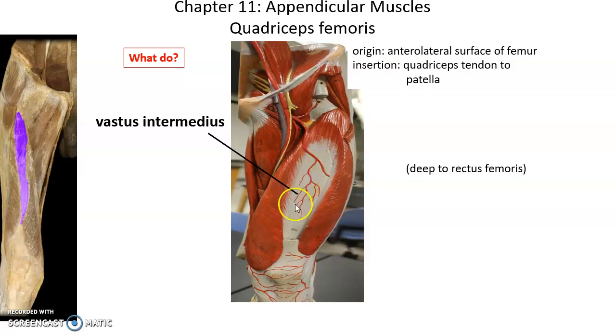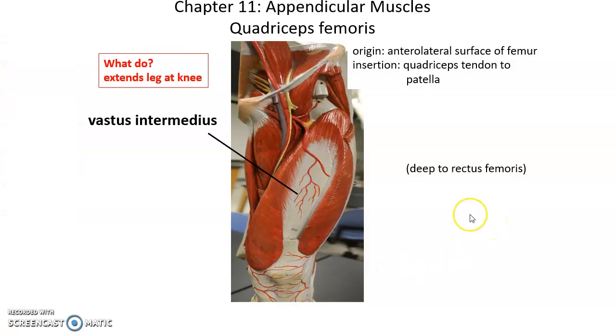And finally, underneath rectus femoris, if you remove rectus femoris, you will see vastus intermedius. Vastus intermedius' origin is the anterior lateral surface of the femur, and it inserts into the quadriceps tendon, which leads to the patella, which leads to the tibial tuberosity. What does it do? It extends the leg at the knee. So all 4 of the quadriceps femoris muscle group muscles extend the leg at the knee. The rectus femoris also flexes the thigh at the hip joint.